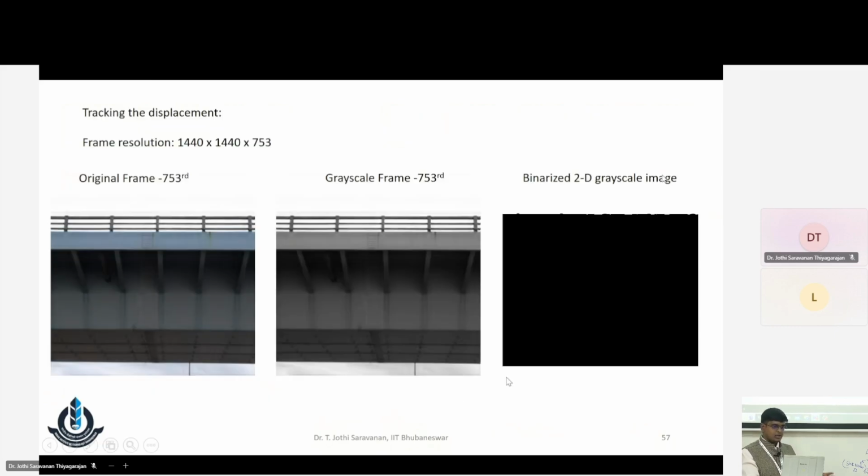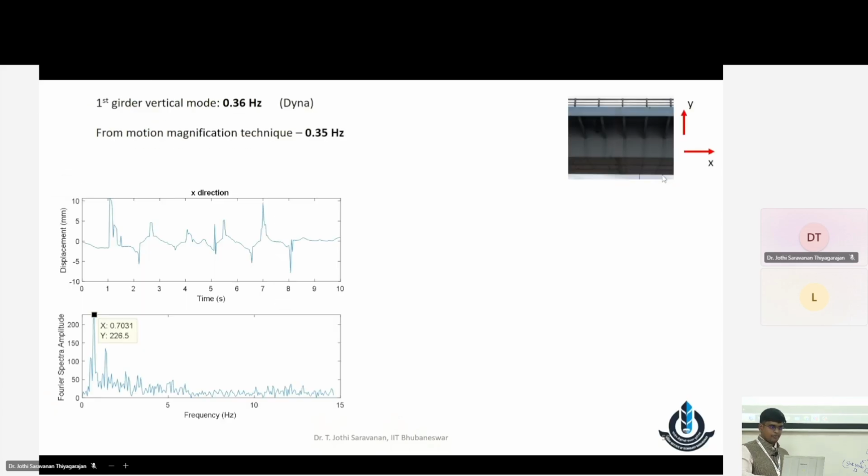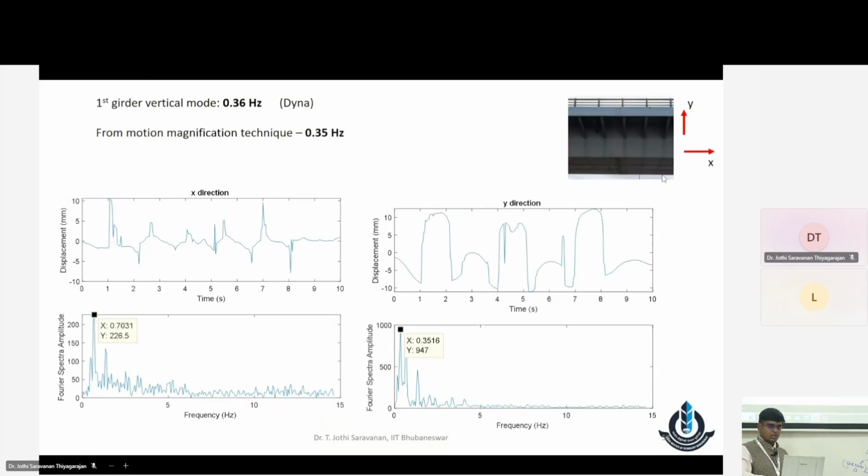So this is the same thing as how we have done that. The frame resolution was good, 1440 by 1440 by 753, where 753 is the number of frames. So this is the frame that we have taken. Yeah, so these are all the results.